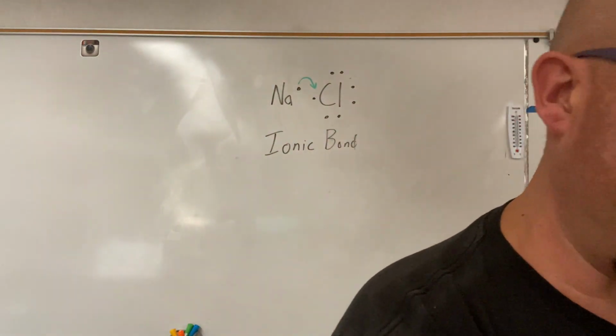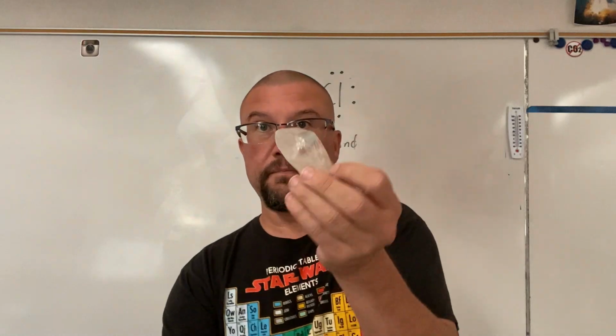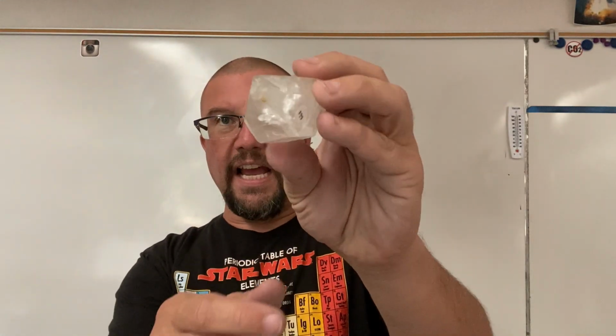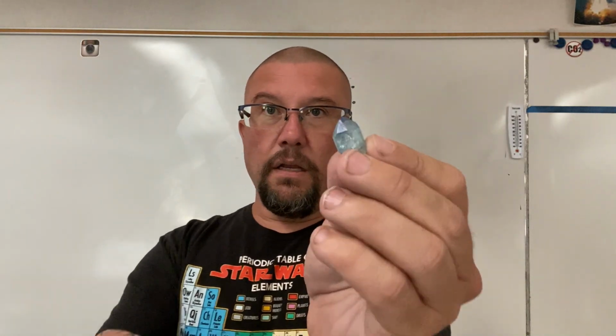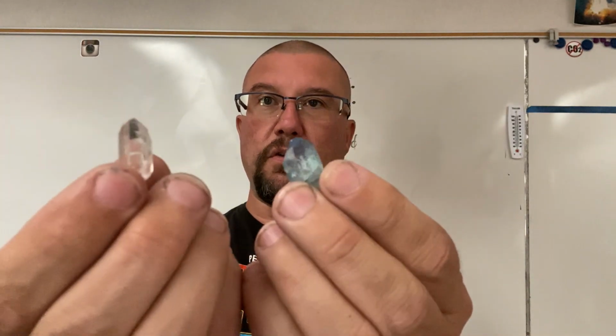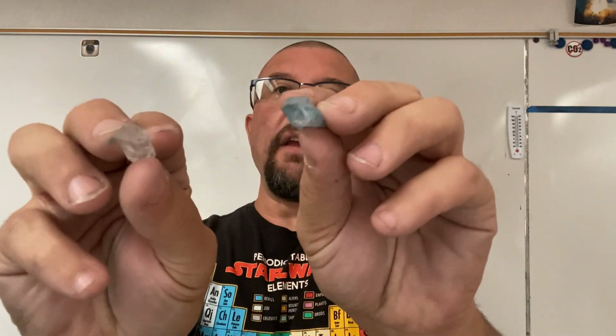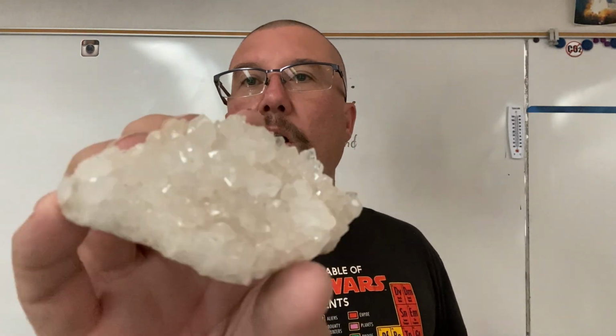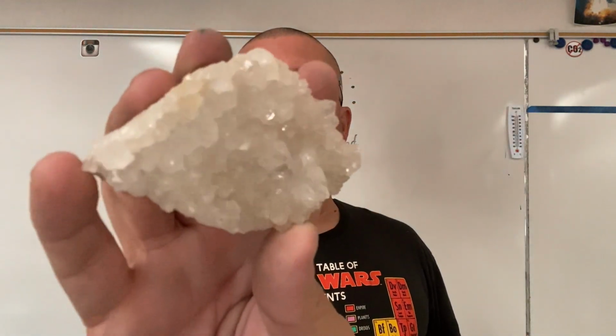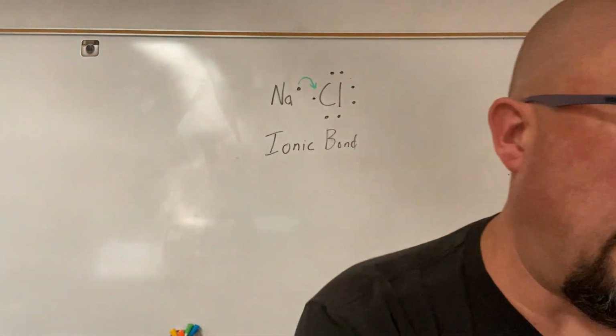Another example of that is quartz. You can have a huge quartz crystal, and it's got the square sides and everything. You can have little tiny blue or clear quartz crystals, and they've got all the same shape. Or you can have an entire plate of different quartz crystals, and they all have the same shape. And that is because of the crystal lattice.